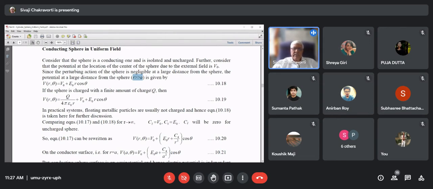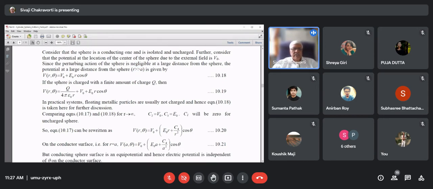Now, if the sphere is charged, then a finite amount of charge Q will be there. So we can write equation 10.19. But in all practical systems, these metallic spheres are floating metallic particles. That means they are not charged with a potential. So therefore, Q will be equal to 0.